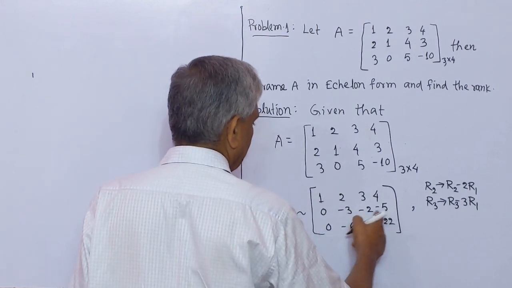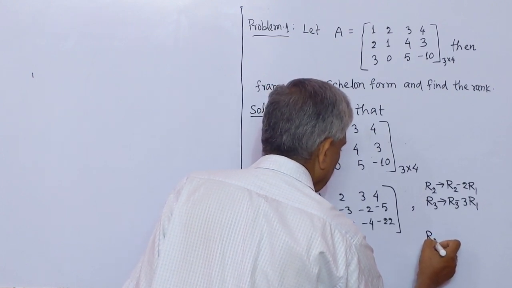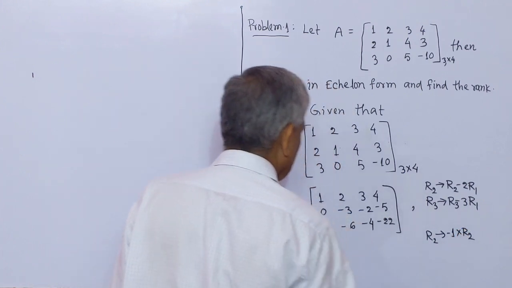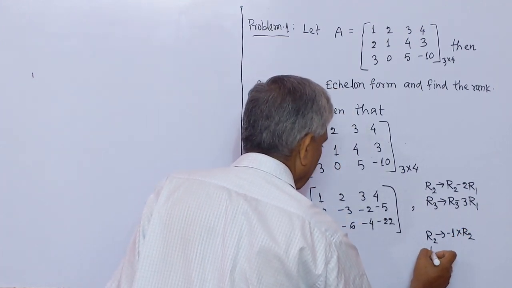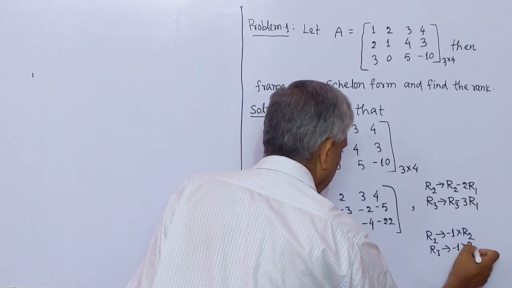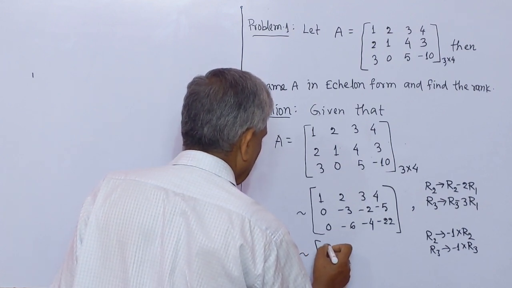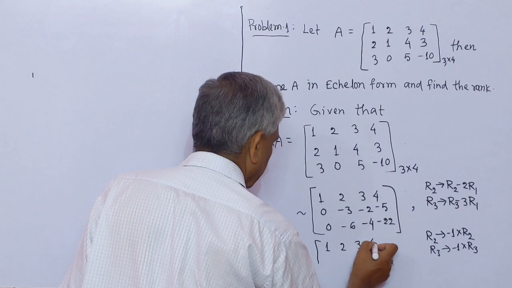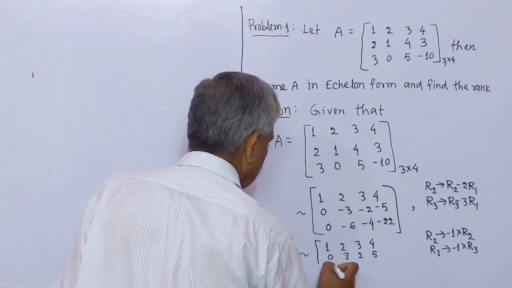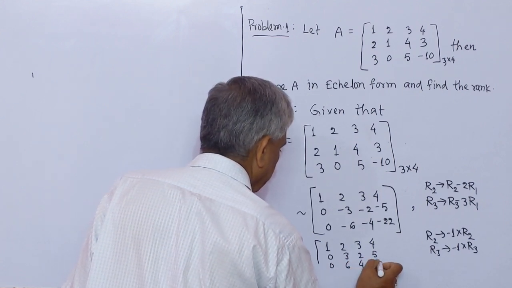We multiply row 2 by minus 1 and row 3 by minus 1, and we will get 1 2 3 4, 0 3 2 5, 0 6 4 22.